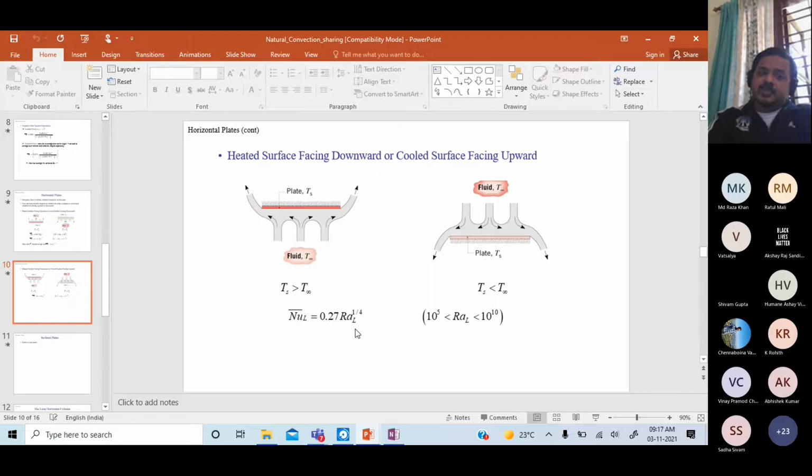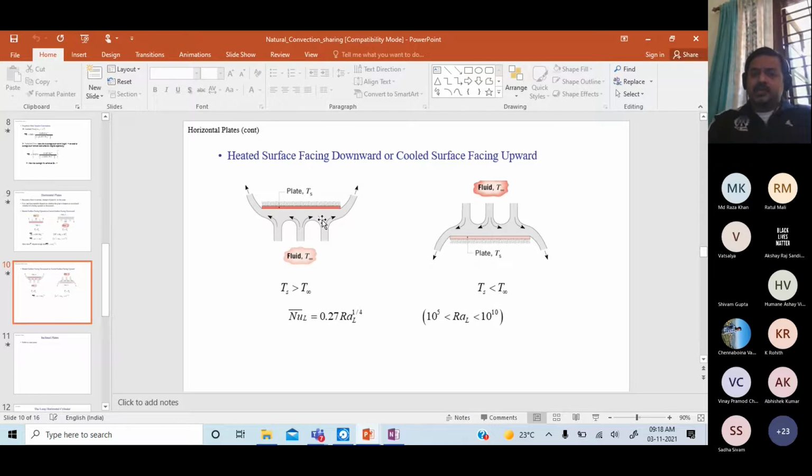So look at this, Nusselt number is 0.27 Rayleigh to the power half. There will be some flow, some heat transfer. And this is in this whole range of 10 to the power 5 to 10 to the power 10. So these are again all empirical correlations, and that's why you have this range of Rayleigh numbers, because this is the range in which the experiments were conducted. Maybe below 10 to the power 5, you did not get any appreciable heat transfer.